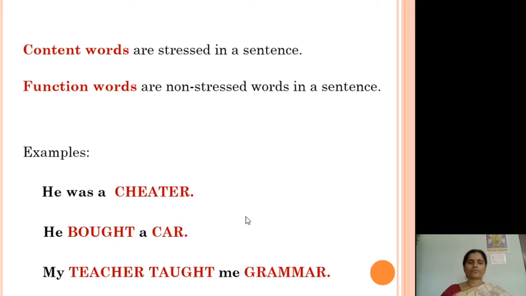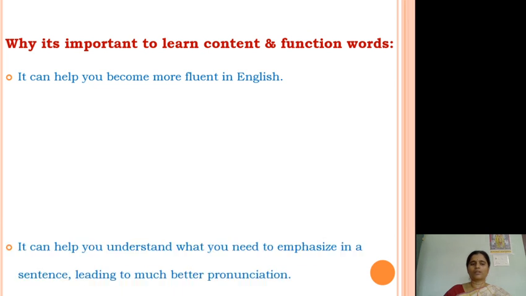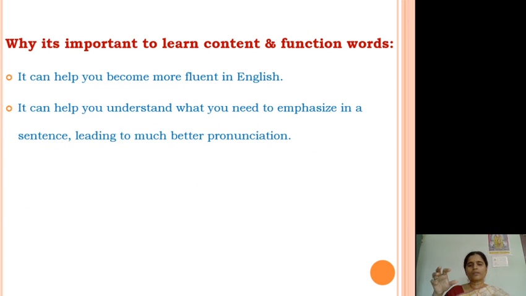So that is the main purpose of learning content words and function words. First of all, we should be able to identify which is a content word and which is a function word in a sentence. Then only does it become easy for us to know where to stress and where not to stress. Why is it important to learn content words and function words? It can help you become more fluent in English, and it can help you understand what you need to emphasize, that means what you need to stress in a sentence, leading to much better pronunciation.